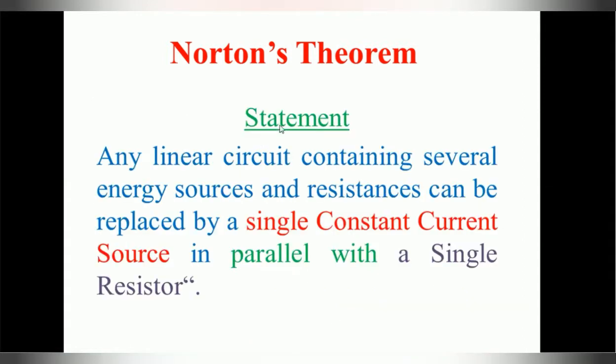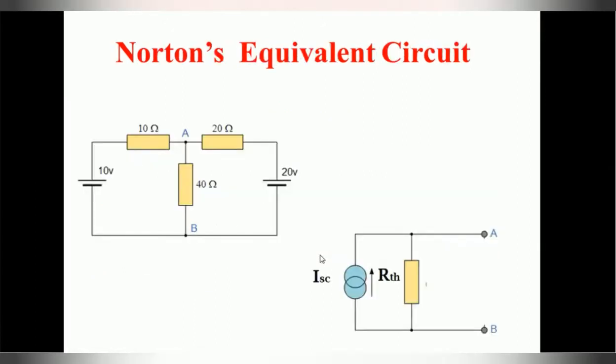So the statement of Norton's theorem: any linear circuit, that is, this theorem is only applicable for linear circuits. That linear circuit may contain several energy sources like current sources or voltage sources, and also more resistances. Such a complicated network can be replaced by a single constant current source in parallel with a single resistor. That is called the Norton's equivalent circuit.